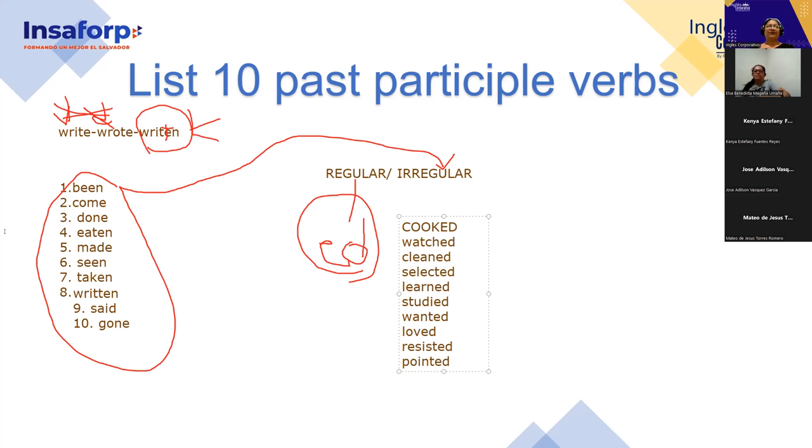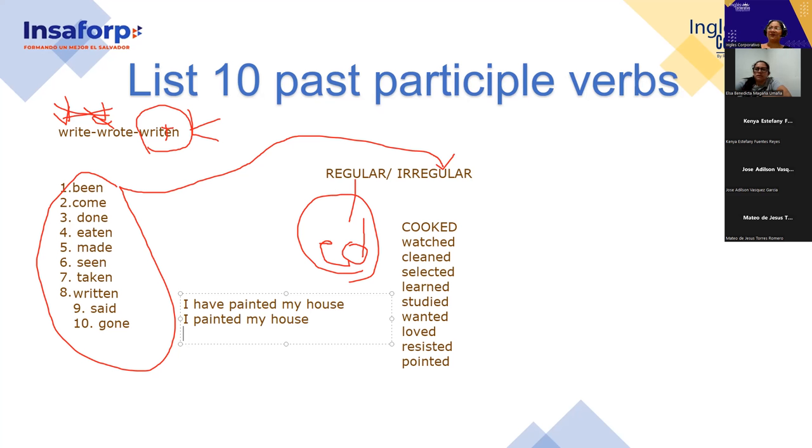Right? For example, the past participle can be in a sentence such as, I have painted my house. And I painted my house. I have two different sentences. They are not the same. But the verb, it is painted and painted. Una es past participle y la otra es past simple.